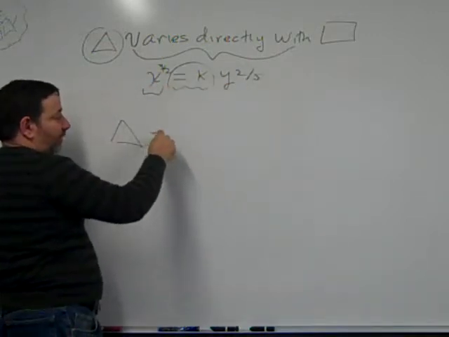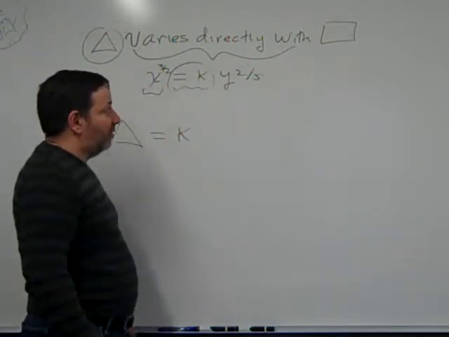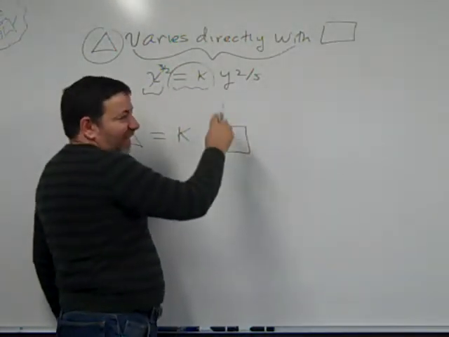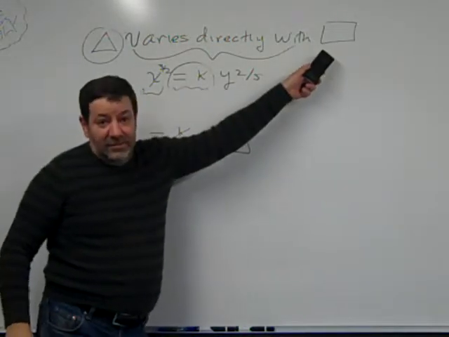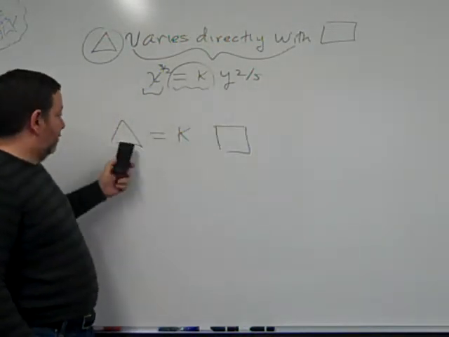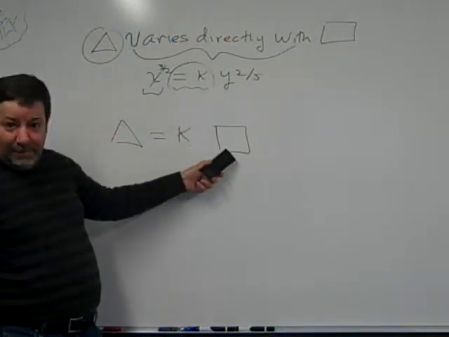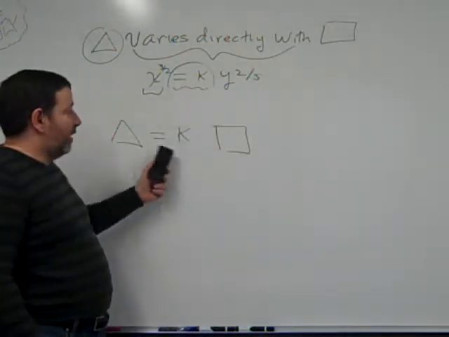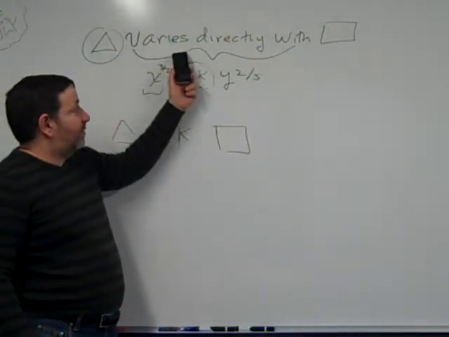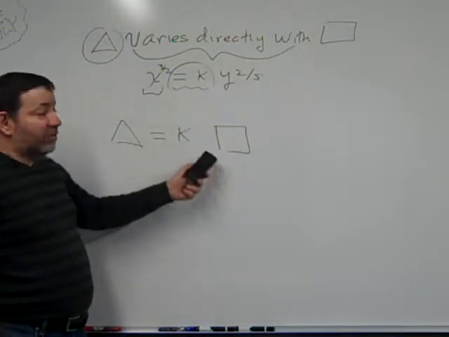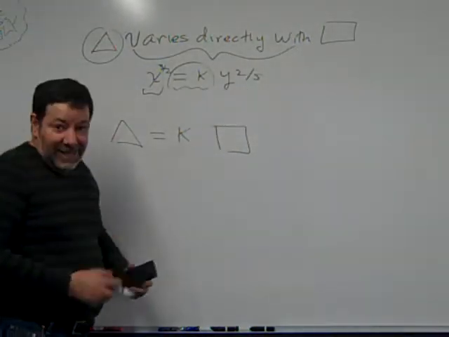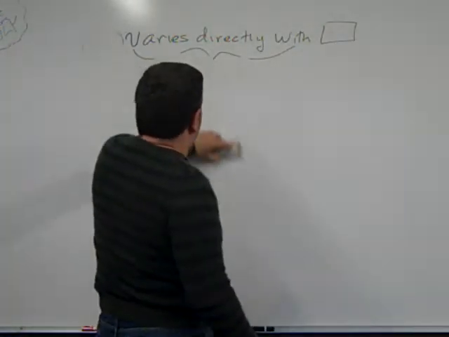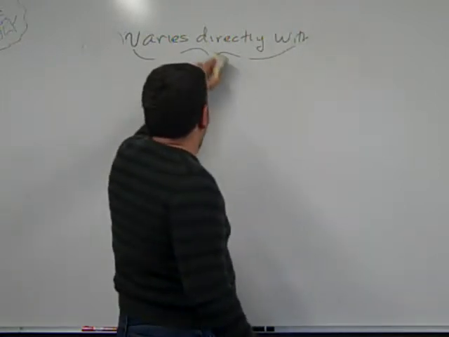Varies directly with means equals k times. And then whatever this really is, that's what you put next. Whatever it is, don't care what it says. If it says happy birthday, triangle equals k times happy birthday. Doesn't matter what they put here or here. You write it down. In the middle, since it says varies directly with, you put equals k times. It's vocabulary.